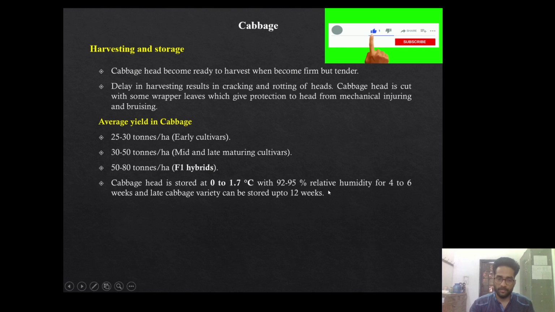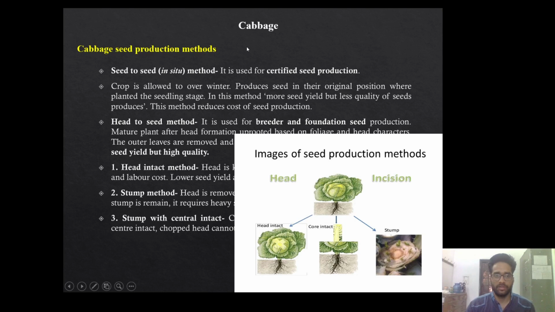Now, cabbage seed production methods. In cabbage, there are two methods of seed production. One is the seed to seed method, which is known as the in situ method. The other is the head to seed method. In the seed to seed method, the seed is sown, and where it is sown, the seed yield is obtained from the same place.